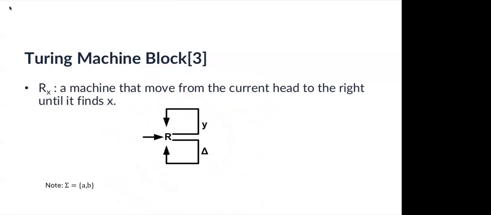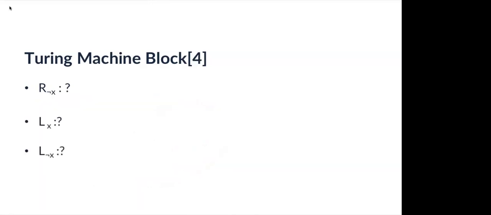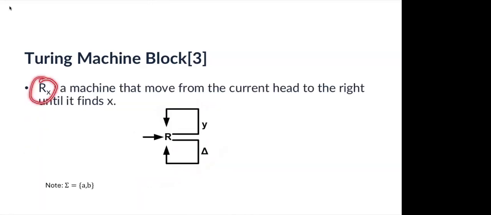Then this one is a building block where we move to the right, and if we read Y, we still move to the right. If we read delta, we still move to the right. Or we can say it is a machine that moves from current head to the right until it finds X. And we can write it as Rx, like this. So we move to the right until we find X. This is the notation for this machine.